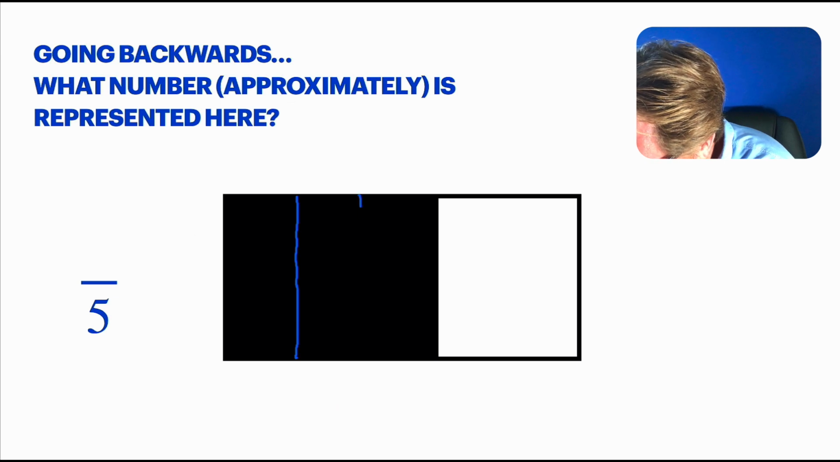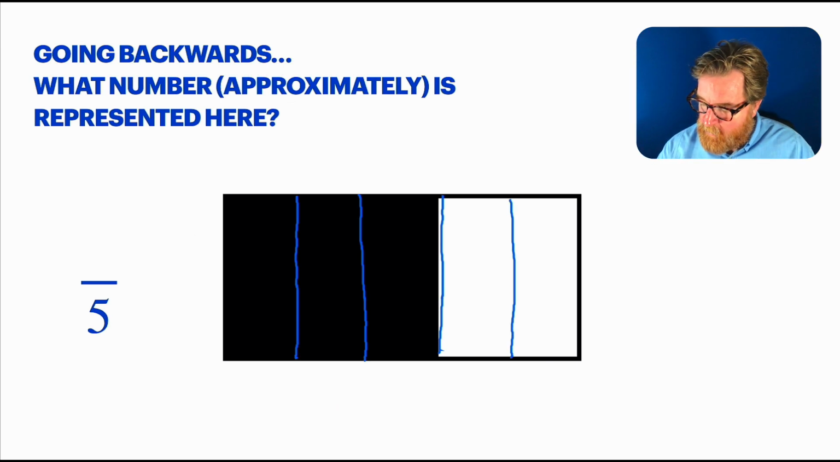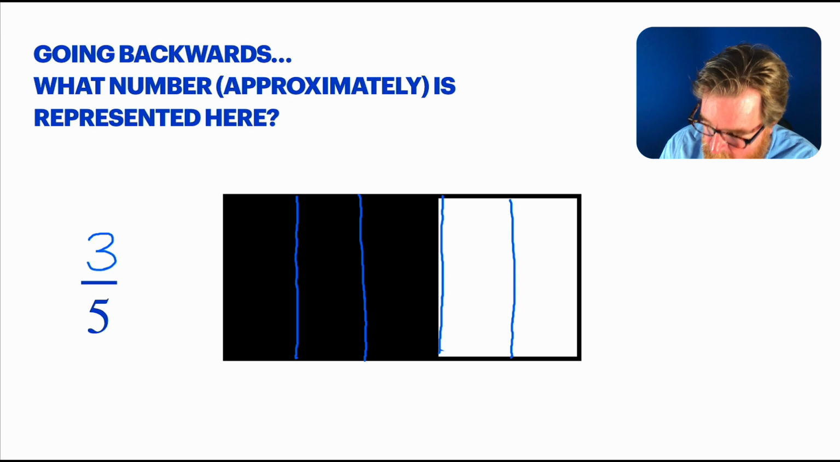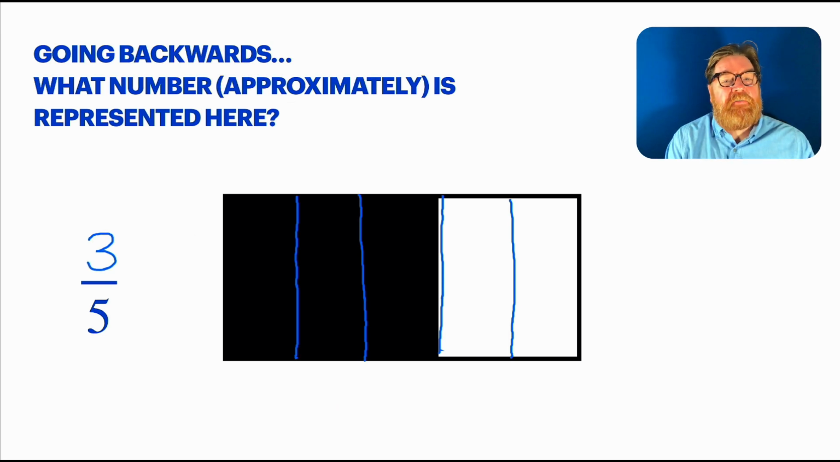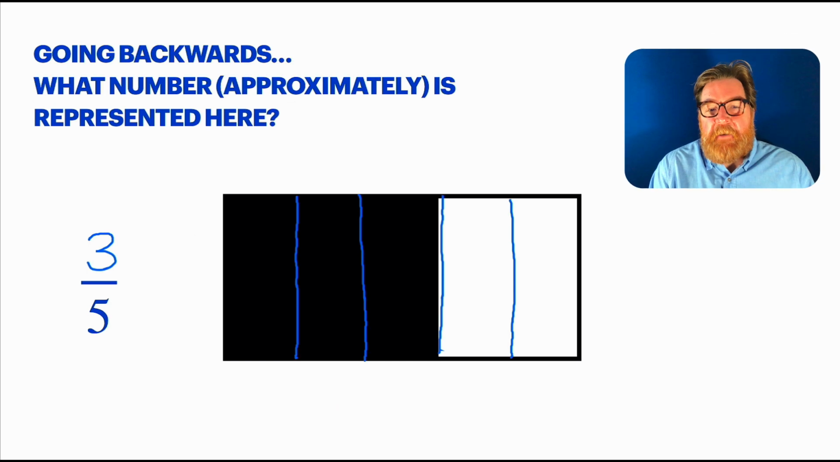1, 2, 3, 4, 5. Okay? Just drew in those 5 equal pieces. 3, 4, 5. Hey, and that's pretty good. It looks to me that we're almost shaded up. We're in fact right at the 3/5 mark. Okay, so I'm going to fill in that as 3/5. It's always a little bit harder to go backwards, but if you work at it, you'll get it.